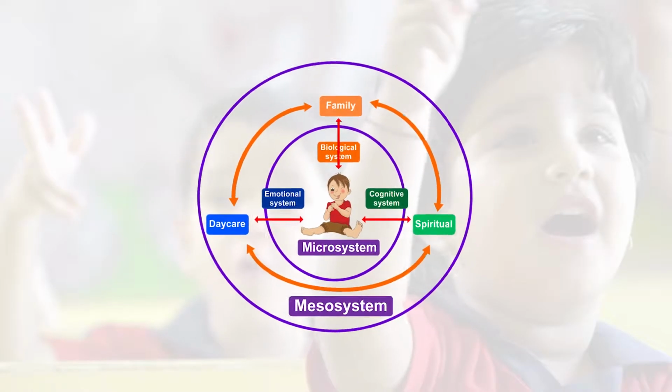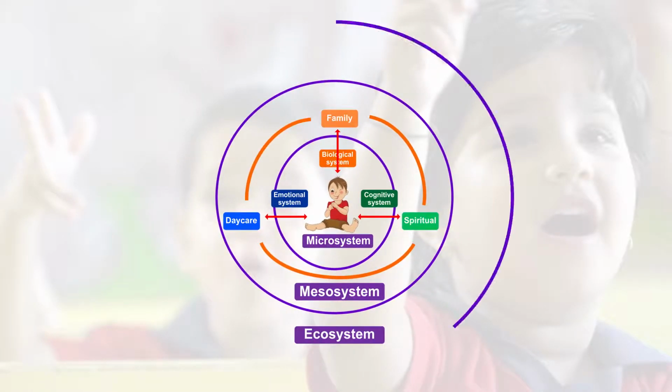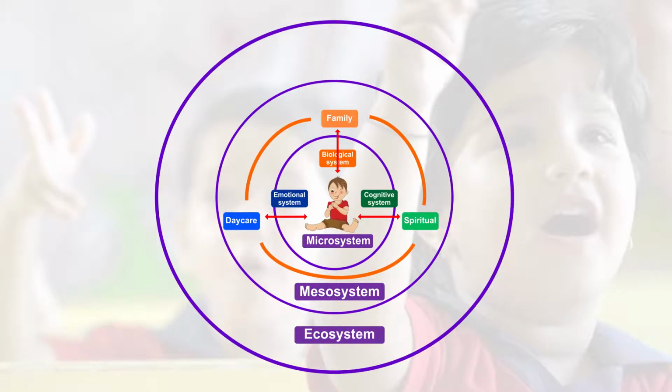The third system is the exosystem. The people and places that the child does not have direct contact with but that still influence a child's development are referred to as the exosystem. The exosystem normally involves the workplace of the parents, neighborhood or community, and the extended family of the child.